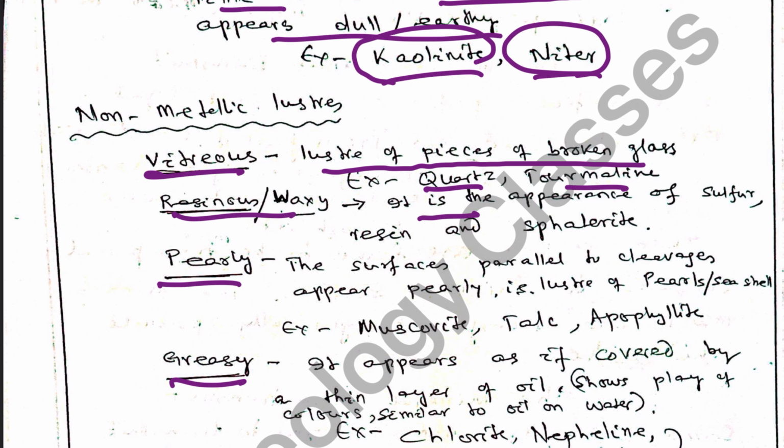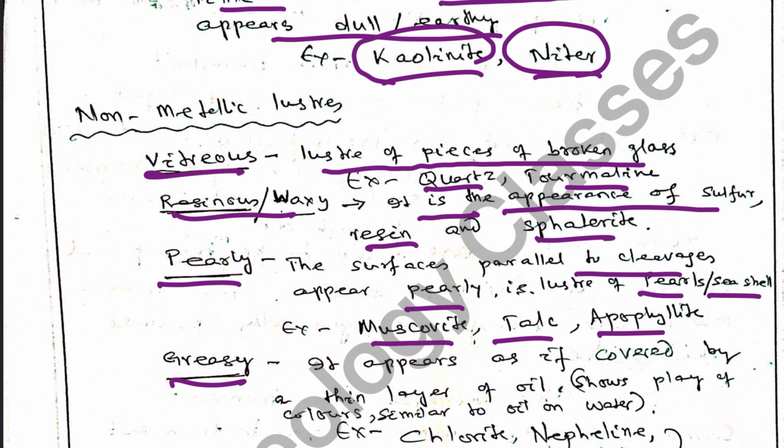In case of resinous or waxy luster, it appears in case of resin, in case of sphalerite, in case of sulfur, resin like luster. Similarly, pearls, seashells, the surface appears pearly. This type of luster appears parallel to cleavage surfaces, as we see in case of muscovite, talc, apophyllite. That cleavage surfaces show shining luster, and that shining luster is described as pearly.